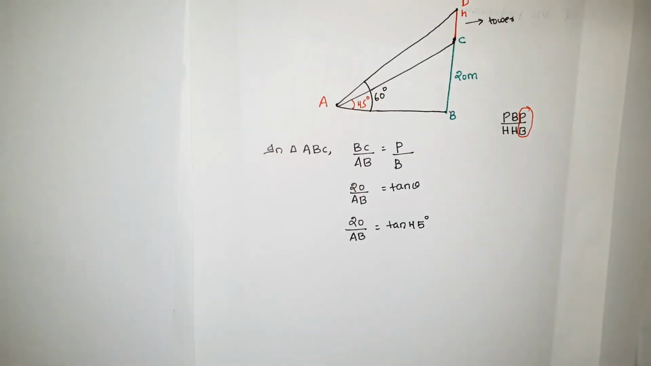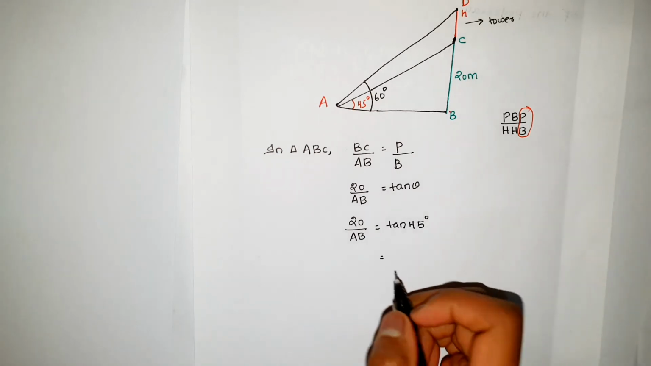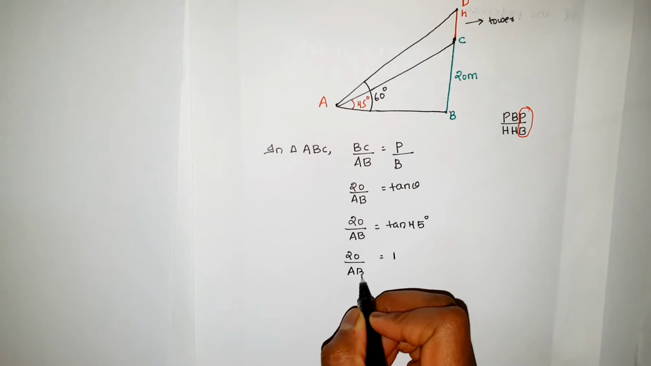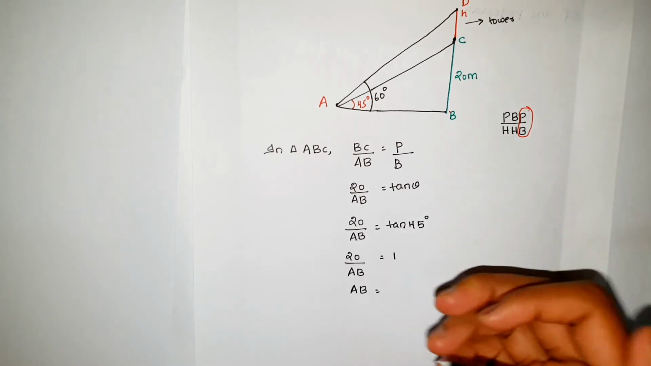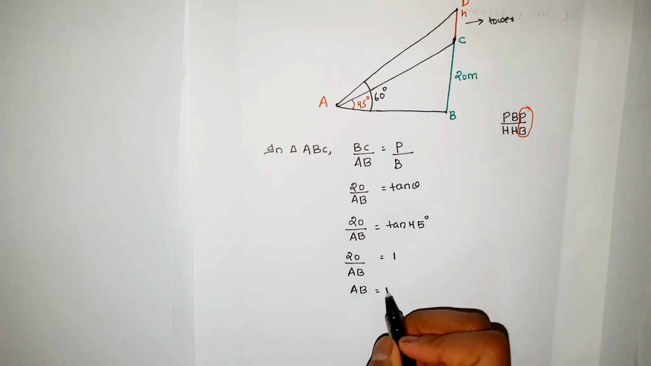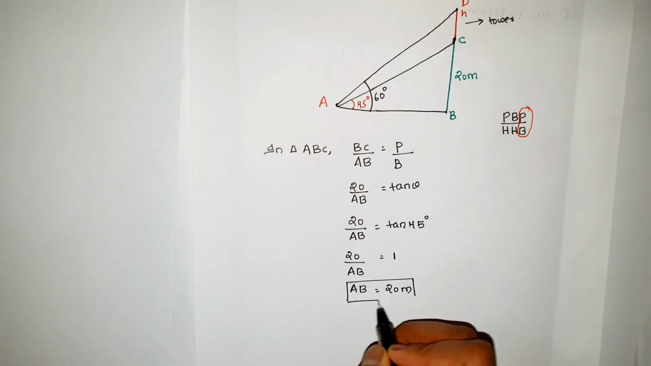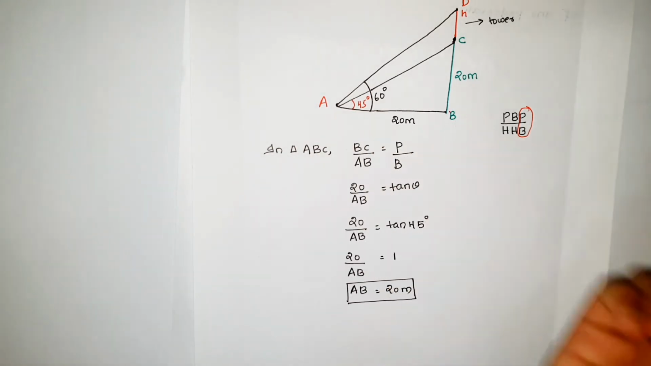So we can substitute the value of tan. What is tan 45? Tan 45 is 1. So 20 by AB is equal to 1. So what is the value of AB? AB is equal to 20 meter. So we got AB, that is 20 meter.